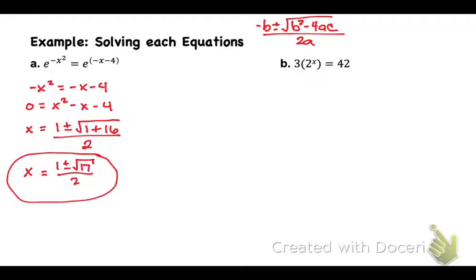Okay, B: 3 times 2 to the x equals 42. You can't distribute in the 3, can you? So what do we have to do with it? Divide it over, because it's multiplication. So 2 to the x equals, I get 14. What do you guys get? 14. Okay.